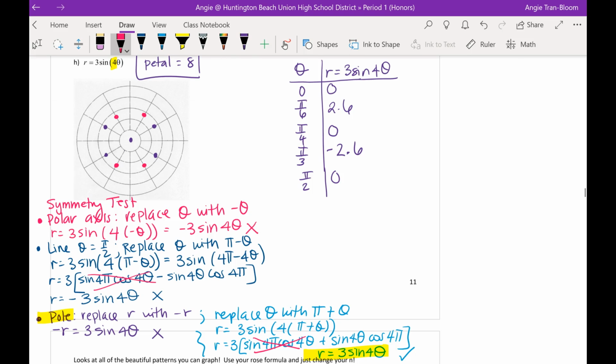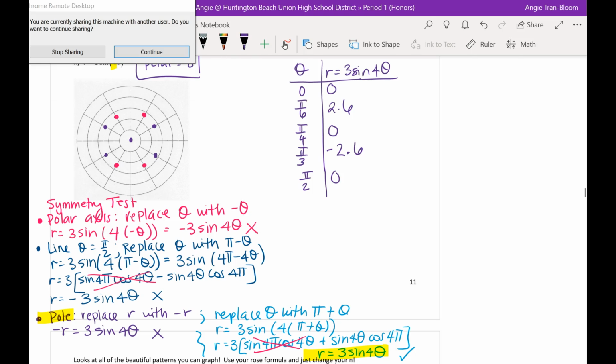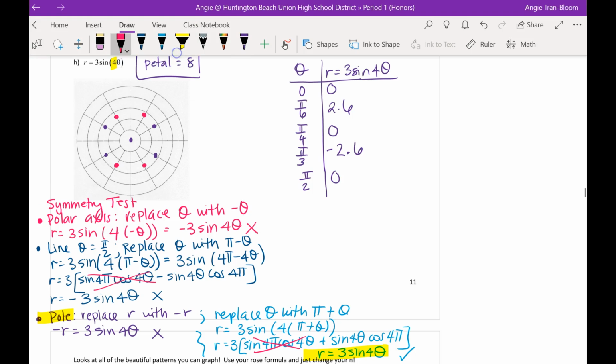1 and 4. How many dots do we have? 9. 9 with a center. You're right, we have 9 dots. But how many petals? 8, okay. So let me write, this is a rose with 8 petals.